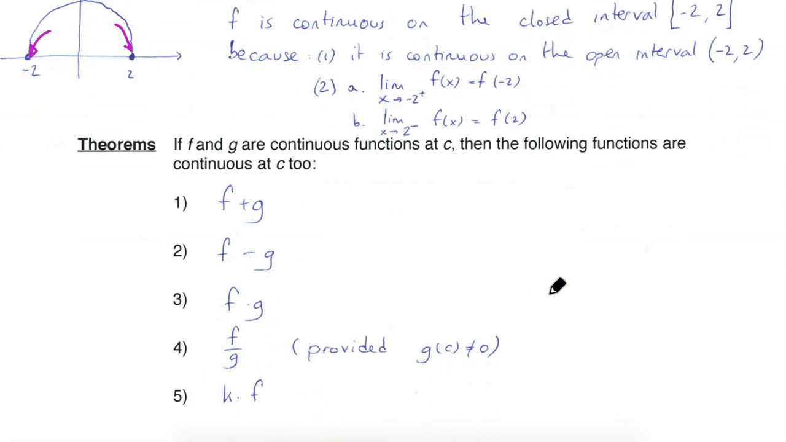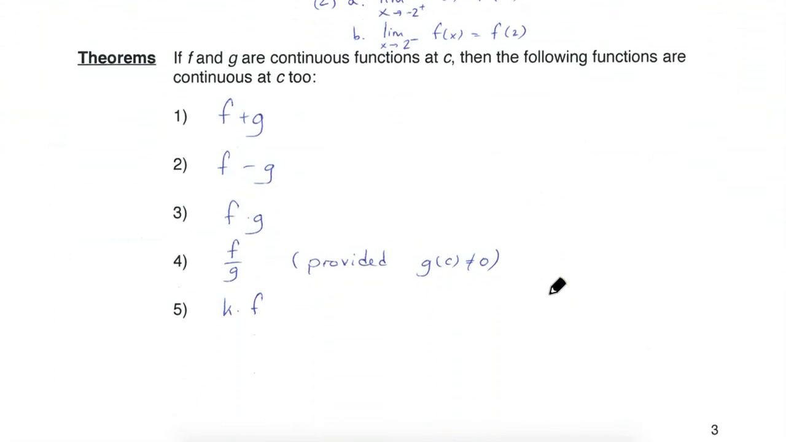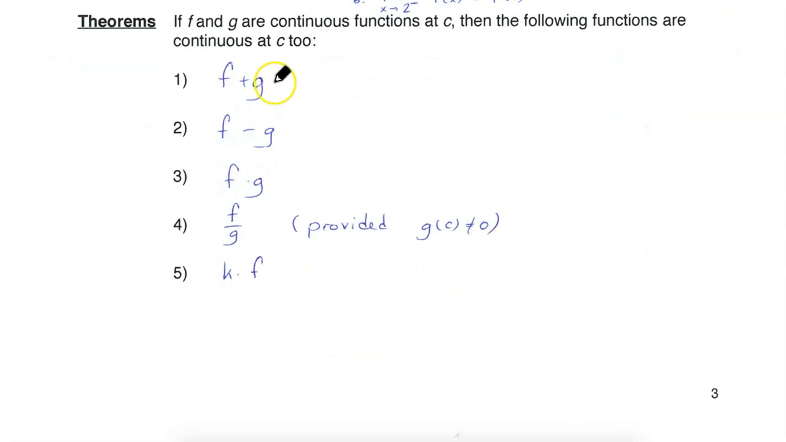So continuous functions are well behaved. When they are put together, you can add two continuous functions and it will remain continuous. You can subtract functions and they will remain continuous. If you multiply two continuous functions, they will remain continuous. If you divide two functions, it will remain continuous, except if g is 0, then there's a big problem. And finally, you can just multiply a function by a constant, and that new function will also be continuous. So you can play with continuous functions and it will stay continuous.